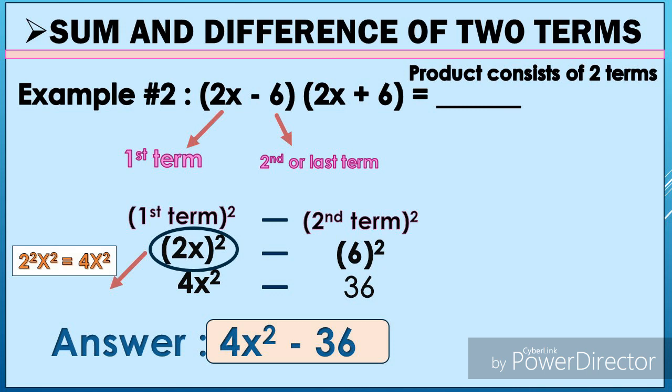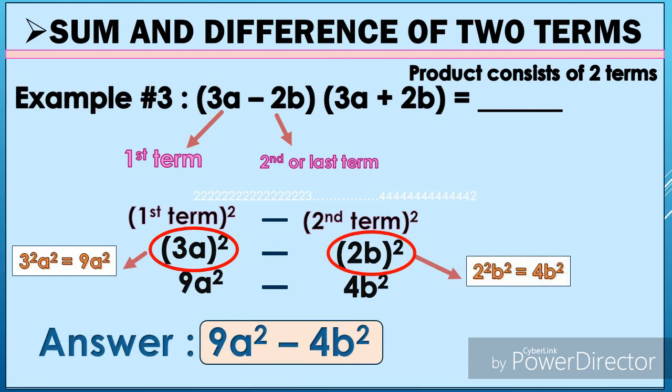The first term is 2x. Therefore, we have 2x squared, which is 2 squared times x squared. So 2 squared is equal to 4. Then we have x squared. That's why we have 4x squared. And then for the second term, we have 6. 6 squared is equal to 36. 6 squared means 6 times 6. So our final answer is 4x squared minus 36.